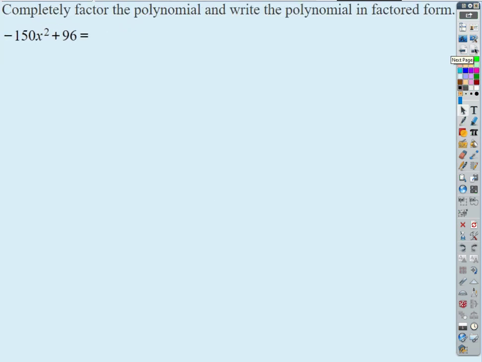Okay, what about this? Completely factor the polynomial. So what do we always want to do first? Greatest common factor. Dominic, can you see a greatest common factor there? This is a little bit of a tough one. Yeah, it's gonna be bigger than 3.